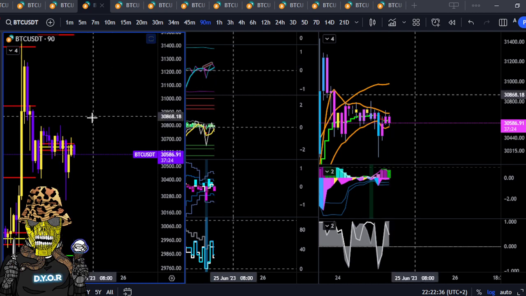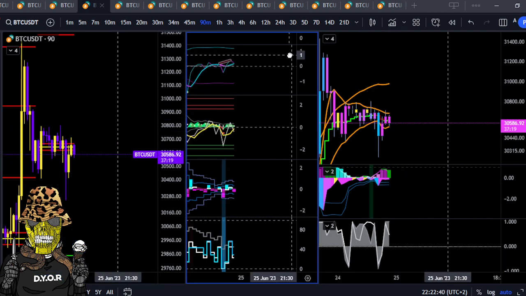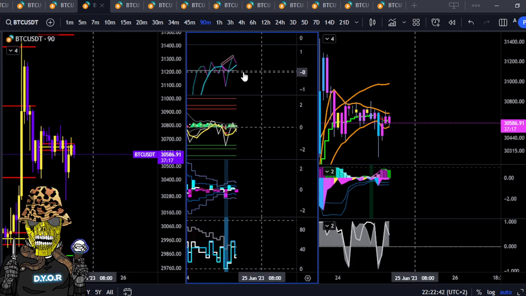90-minute coming in with a hidden bull div. Yeah, no, that's not hidden. It's just a bull div, hidden bull div, hidden bear div.